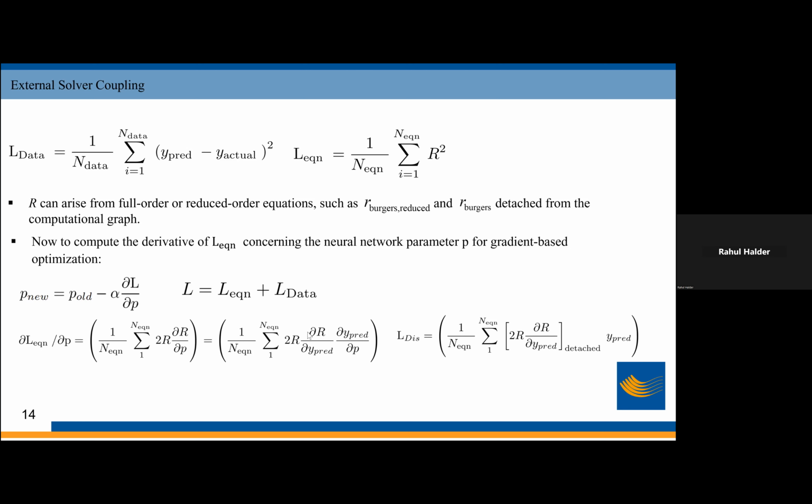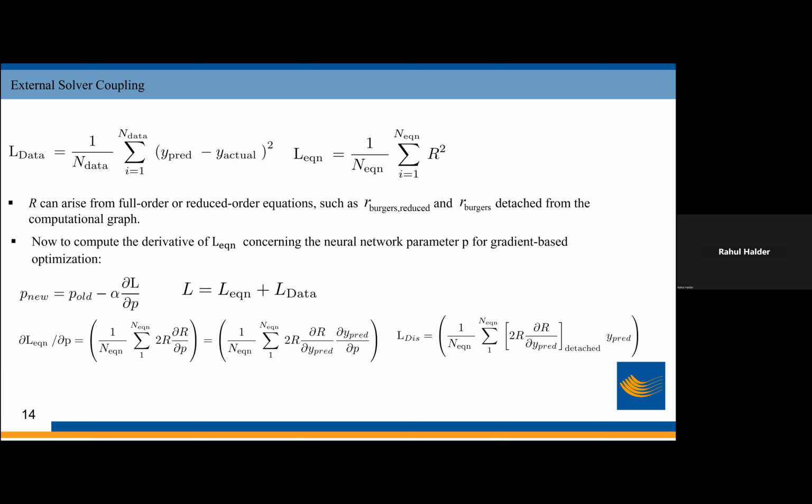Now del Y predict by del P, this one you can compute from your computational graph, because Y predict is an outcome of your deep learning. And del R by del Y predict, this one you compute from the C++ or the external solver that you have. So R is basically the residual that your OpenFOAM or DIL2 is computing, and Y predict is the input that you are giving. So imagine in the Navier-Stokes equations, you give the prediction of the P, and out of the continuity equation, you get the residual R, and you compute del R by del Y predict, which is the del P predict.